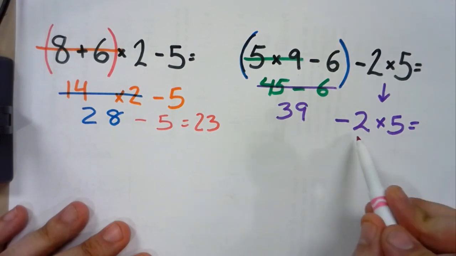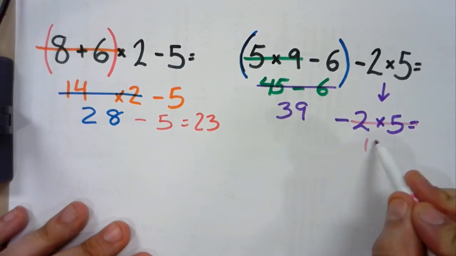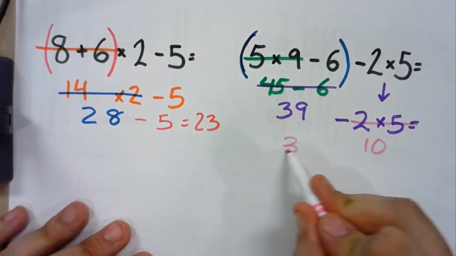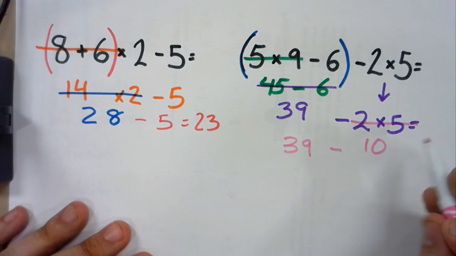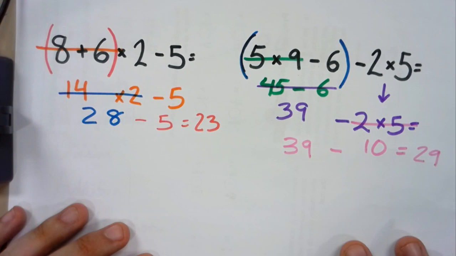I have to first do my grouping operations. 2 times 5 equals 10. And this is a lot easier for us to do in 4th grade. 39 minus 10, which equals 29.